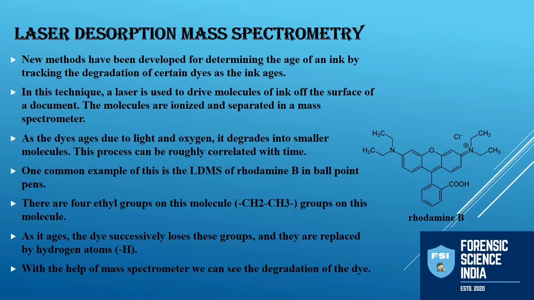So here the example is given for rhodamine B, which is present in ballpoint pen. There are ethyl groups present in this structure. They get loosened in the presence of oxygen, in an oxidating environment. The ethyl groups all get loosened and replaced by hydrogen atoms. So this process of degradation can be identified with the help of a mass spectrometer. So this is all about laser desorption mass spectrometer.